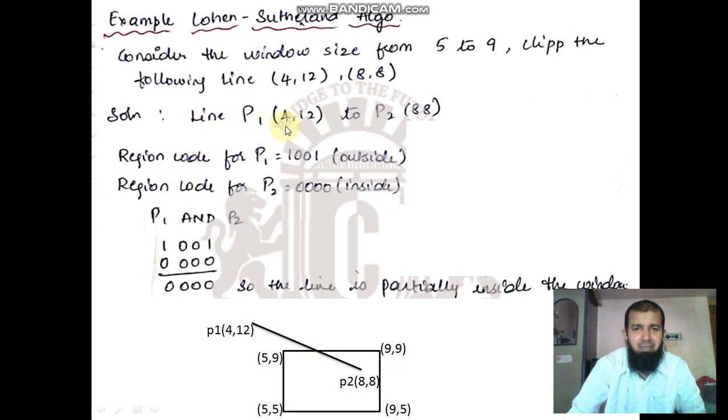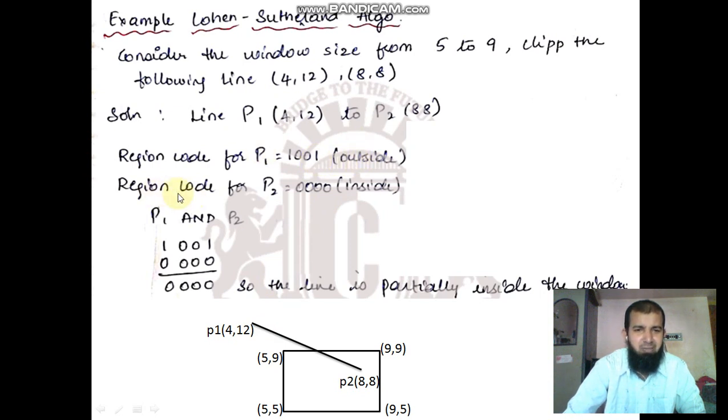The line is P1 4, 12 to P2 8, 8. What is the region code for P1? The first bit is top. This point is at the top, so it is 1. Then right is 0, bottom is 0, and then left. This point is on the left side of the window, so it is 1. So this point is outside.